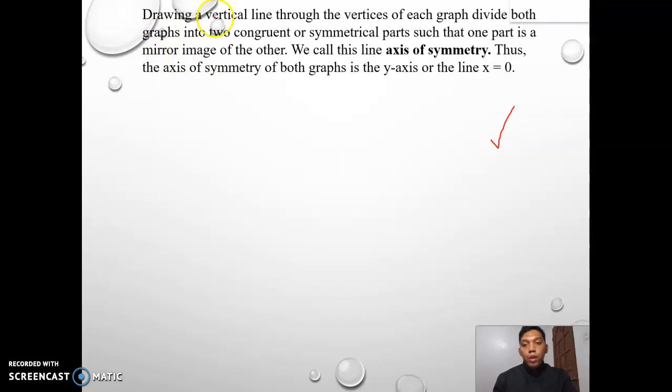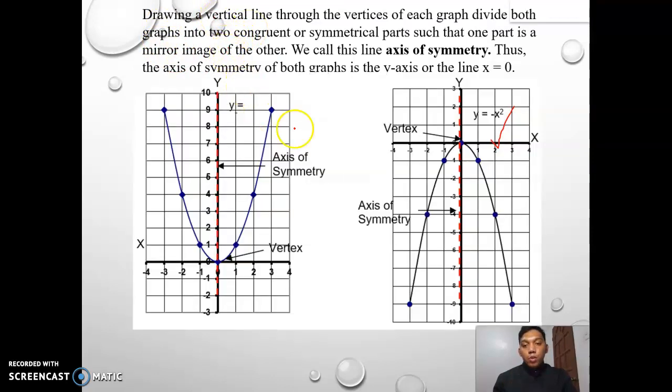Okay, so drawing a line through the vertices of each graph divides both graphs into two congruent symmetrical parts, such that one part is a mirror image of the other. We call this line the axis of symmetry. Thus, the axis of symmetry of both graphs is the y-axis, or the line x = 0.